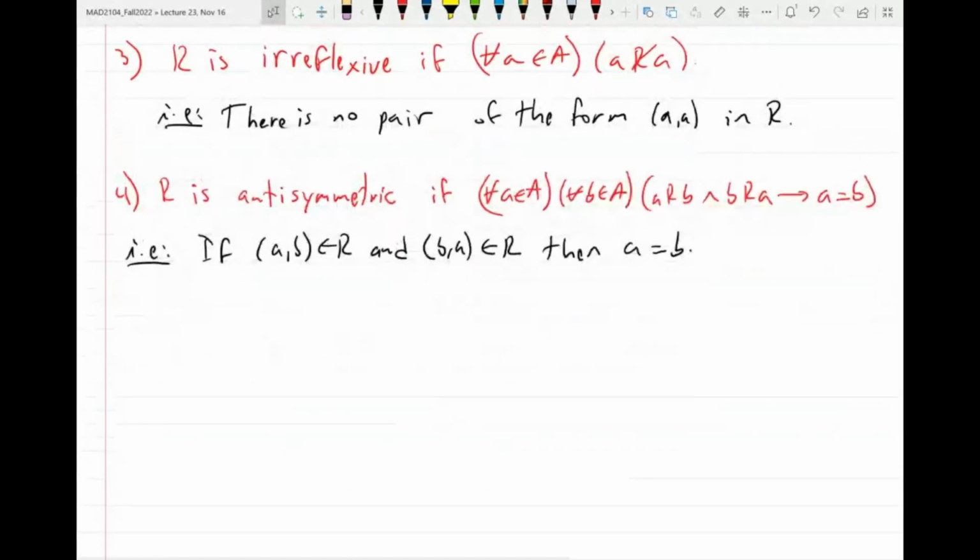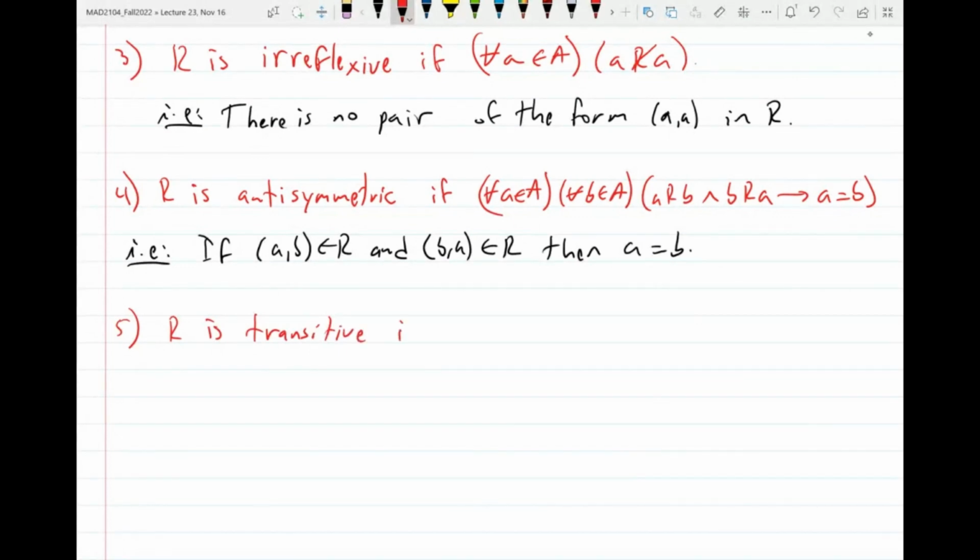All right. And then finally, there is the notion of transitivity. So R is transitive if for all A in A, for all B, and for all C. Now, transitivity means, it's like equality. For example, with equality, if A is equal to B and B is equal to C, what can you deduce between A and C? They are equal. That's the transitivity property. So if A is related to B and B is related to C, then A is related to C.